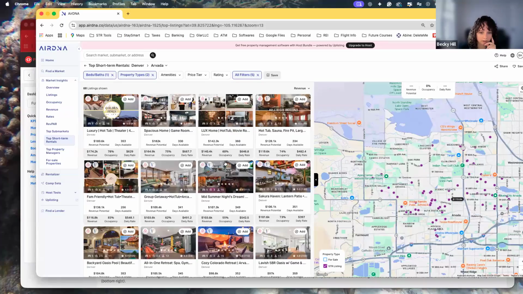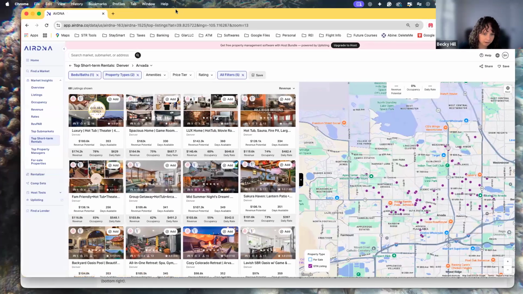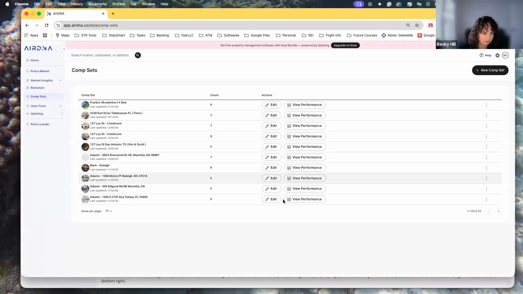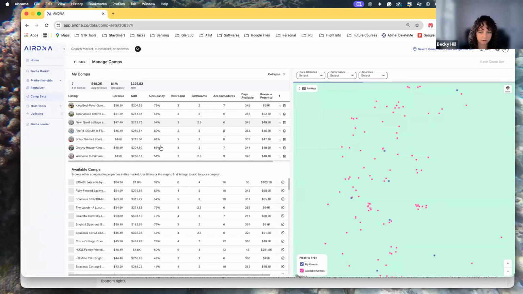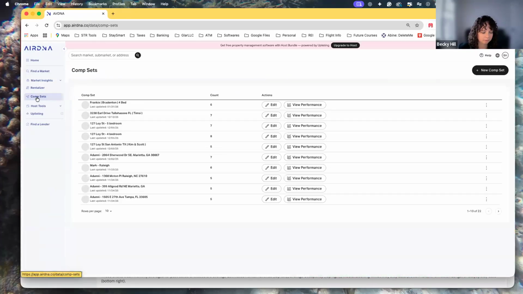Anyways, you can also go on AirDNA if you do pay for it. You can add these comps here as well. You can build out comp sets. So like I have this one where I've built out a comp set. Let me go. I'm going to look at performance.